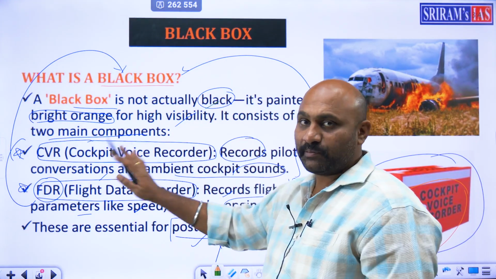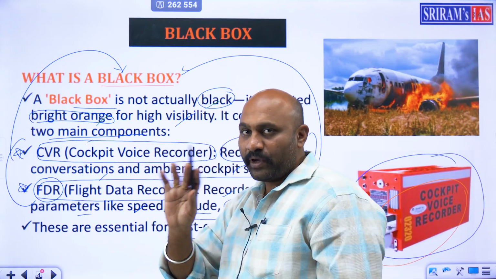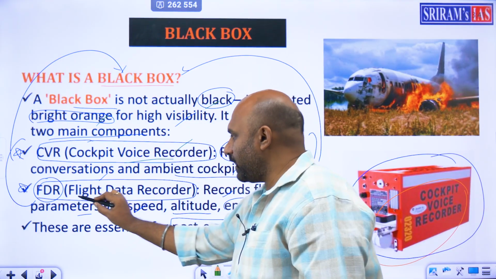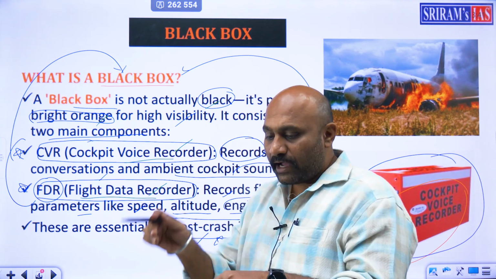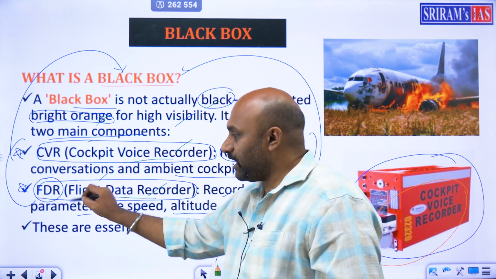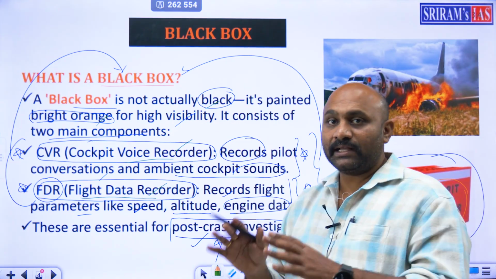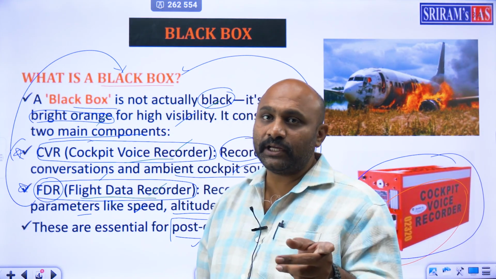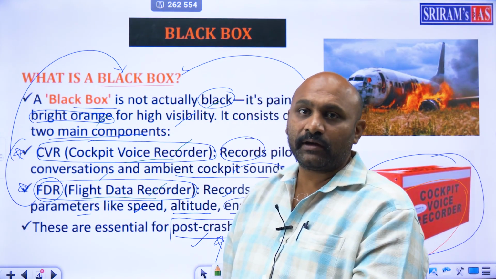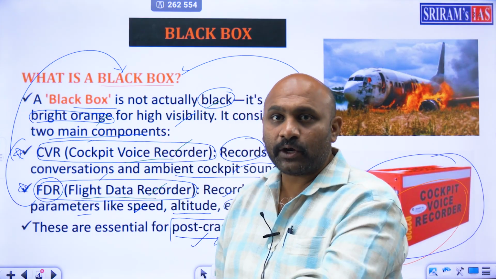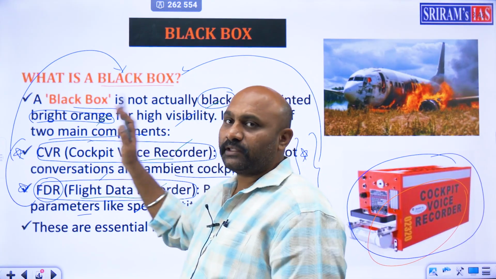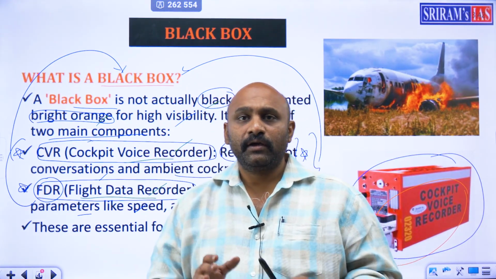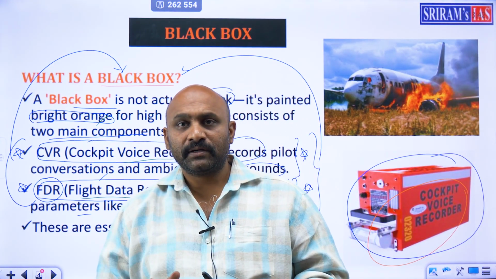And what is a black box? It's not black, but it is bright orange. That is very important. Two major components: cockpit voice recorder and FDR, flight data recorder. So even if it goes underwater, after locating it underwater, it will send a signal back to the FDR, that means flight data recorder, and that's how we find the black box using ULBs, underwater locator beacons. So these are all the things which are very, very important for your prelims as well as for your mains.